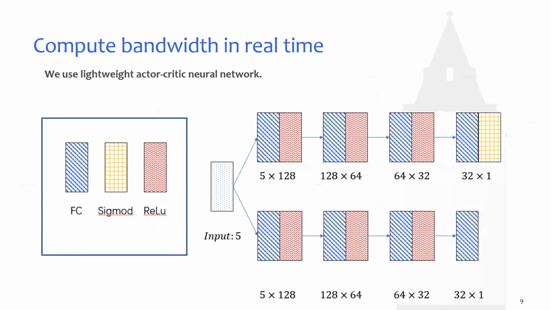In the specific interface of the challenge, the bandwidth needs to be predicted every tenth of milliseconds. As a result, we use a lightweight actor-critic neural network. The top part is an actor network and the bottom part is a critic network. In practical training, networks of this size can adapt to different network types.